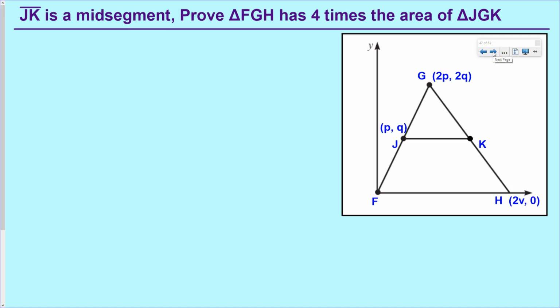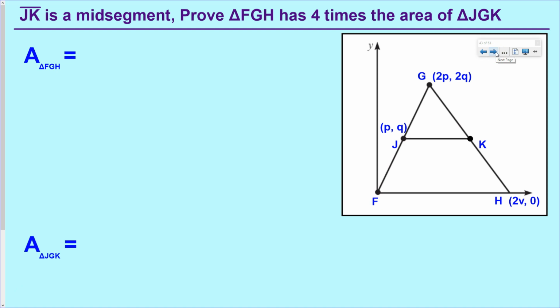Here's our next one for the day. JK is a midsegment. Prove that FGH has 4 times the area of JGK. Take a moment to copy down the given information, and I'll be with you in a moment. Okay, first thing you gotta think about is that you need to find the area of both those triangles, the little triangle on top and the large triangle as a whole. So let's see if we can figure out what we need.